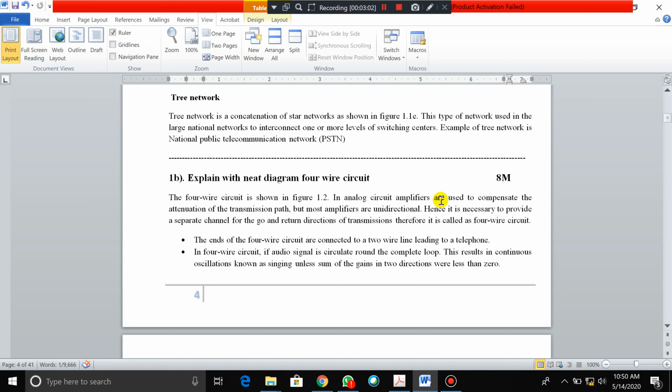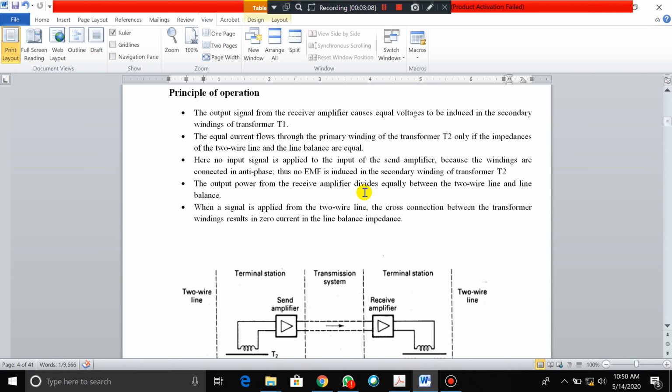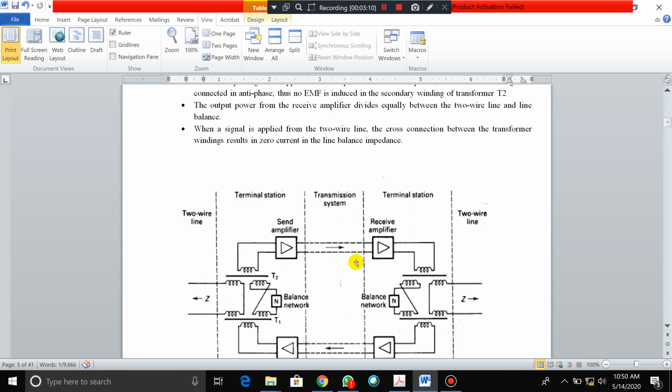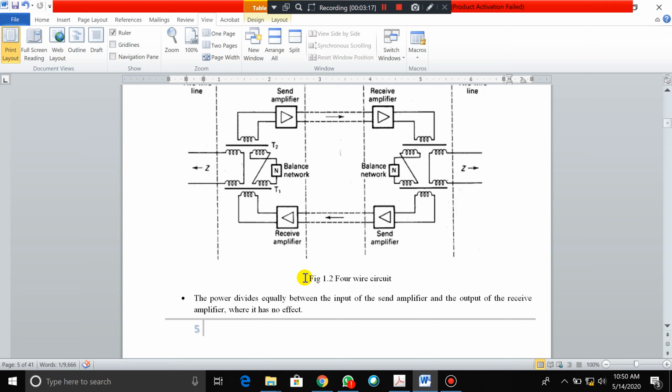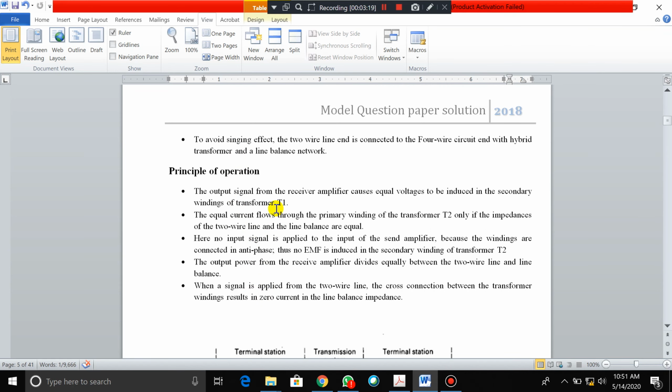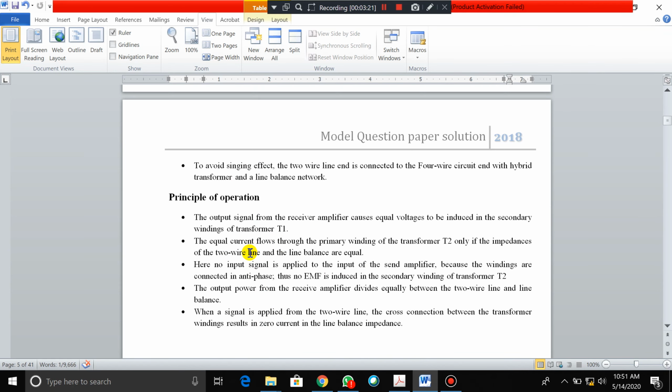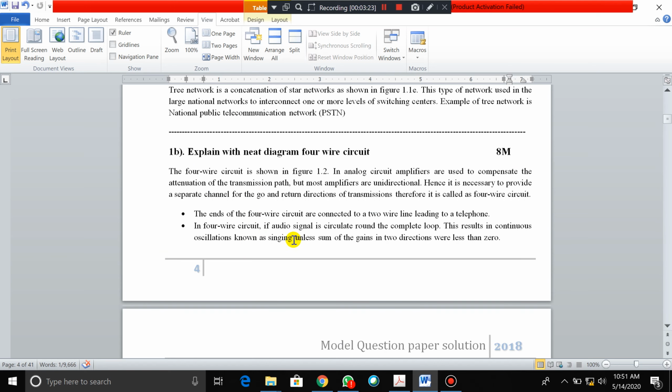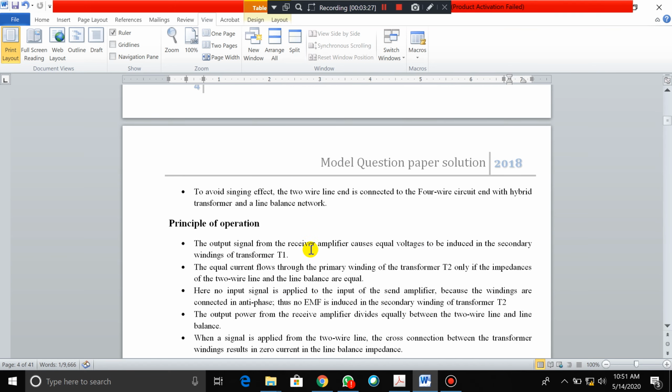A 4-wire circuit is shown. It is an analog circuit with amplifiers. We have a transmitting amplifier and there will be receiving amplifiers. So these are the diagrams: sending amplifier, receiving amplifier, 2-wire circuit, 4-wire line, balanced network. What are the principles of operation of this? You have to explain. What is a 4-wire circuit? You have to explain properly, step by step.